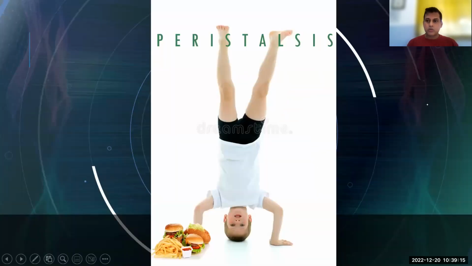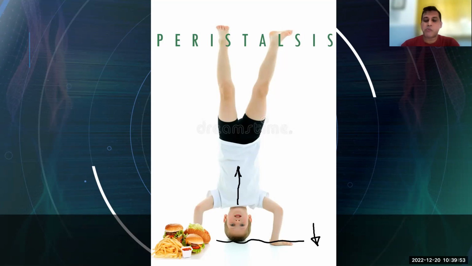All right. Now I just wanted to ask you, if we eat in this position, will the food reach the stomach? Because gravity is in this direction. The food has to pass this direction. So food is going against the gravity.